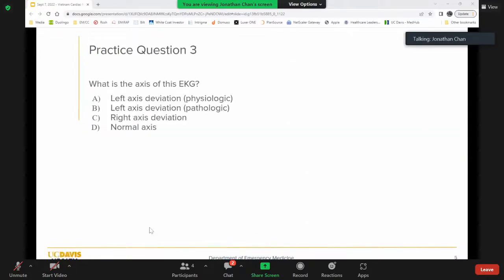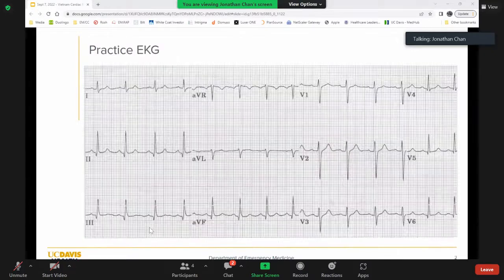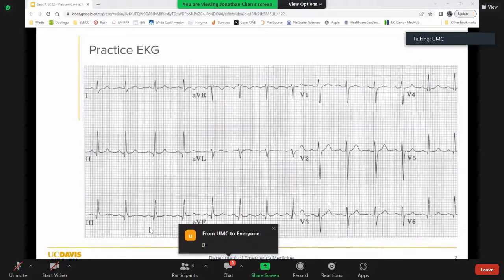And the last part is, what is the axis of this EKG? Is it left axis physiologic, left axis pathologic, right axis, or normal axis? We'll go back here. Normal axis. Normal. Excellent. It's D, right? This is a normal axis.